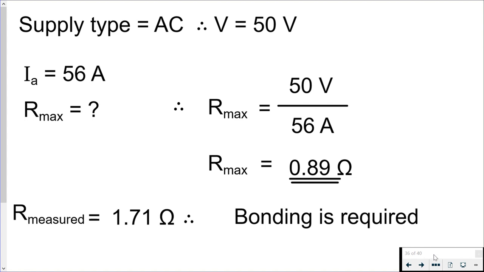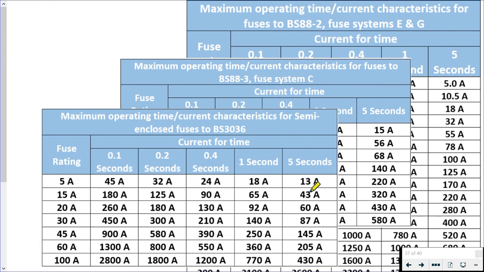Remember, our measurement from earlier is 1.71 ohms, therefore we're clearly higher than the 0.89 ohm max, therefore bonding is required. If I was to take that 1.71 ohms and multiply it by 56 amperes, I would get roughly 96 volts of a potential difference between our exposed and our extraneous conductive parts. Again, potentially dangerous, above that maximum 50 volts.